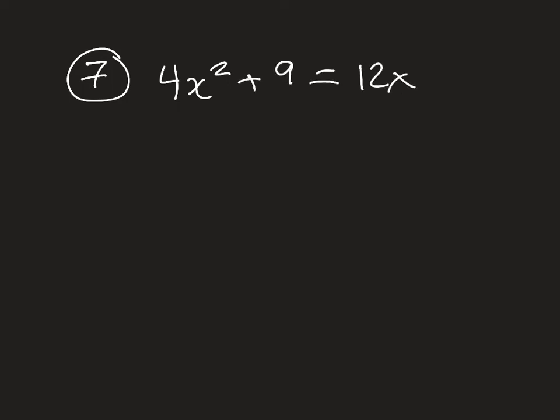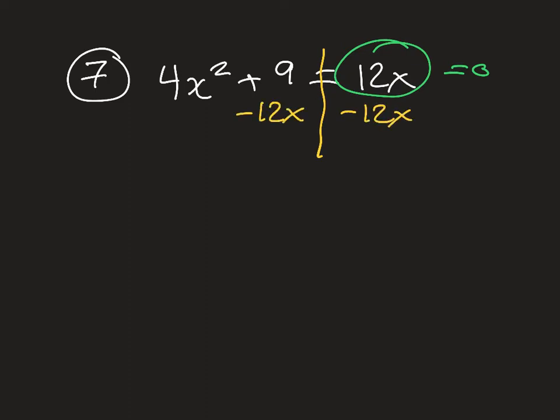So number 7. 4x squared plus 9 equals 12x. So the first thing I hope you notice is this thing right here. It has to equal 0, but it doesn't. So I'm going to draw my line. It's a positive 12x, so I'm going to minus 12x minus 12x.